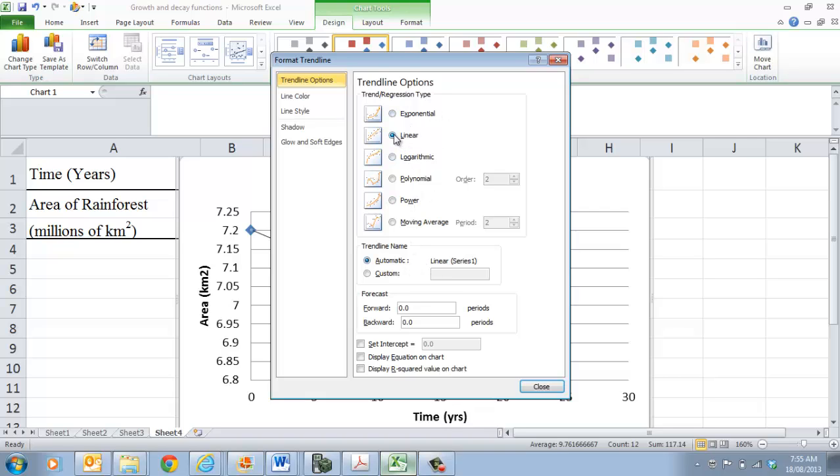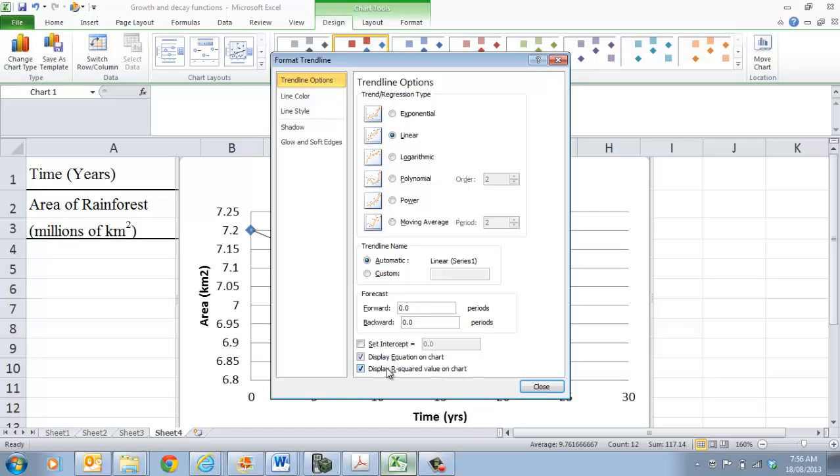So you've got a number of different models here that we're looking at, and for most of the things that we're probably going to be doing, we're going to be trying to use a linear line. So if I choose that linear model, I can come right down to the bottom here, and it's got some options. Display the equation on the chart.